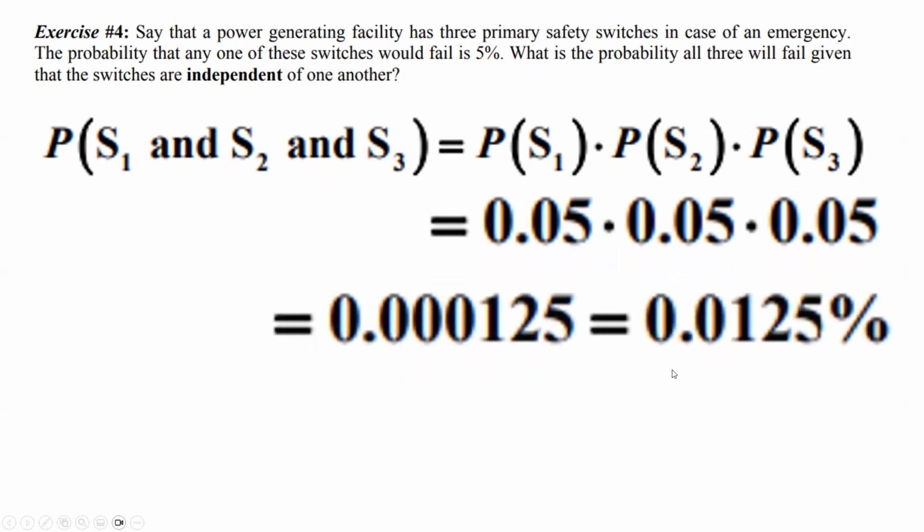leaving us with a very comfortable 0.0125% chance of all three of them failing. Which is kind of nice when you think of it. I mean, hopefully none of them fail. 5% is a low percent, but multiply the probabilities together.